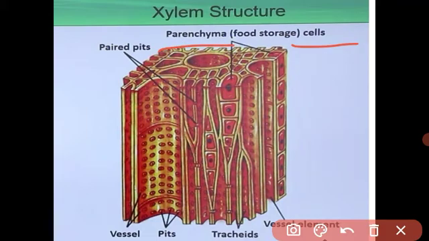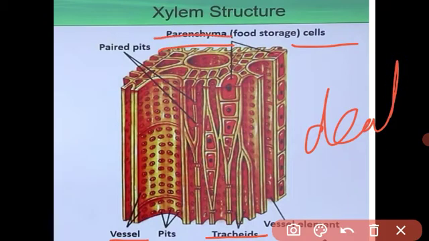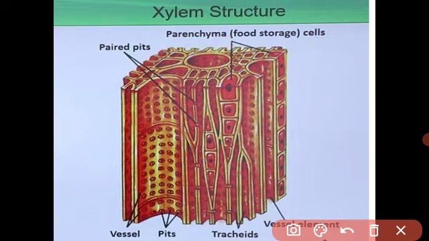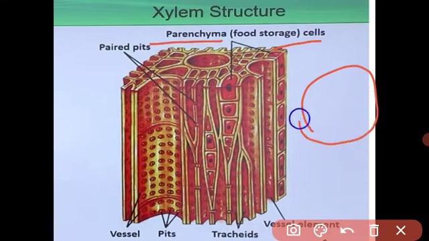Another, third type of cell is the xylem parenchyma. Xylem parenchyma is the only living cell present in the xylem. Means the vessels and tracheids are dead cells, and xylem parenchyma is the living cell, and the main function of xylem parenchyma is to store the food. These are small, thick-walled living cells.